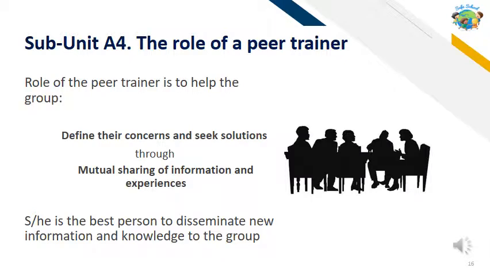Subunit A4. The role of a peer trainer. The main role of the peer trainer is to help the group members define their concerns and seek solutions through the mutual sharing of information and experience. He is the best person to disseminate new information and knowledge to the group members and can become a role model to others by practicing what he preaches.